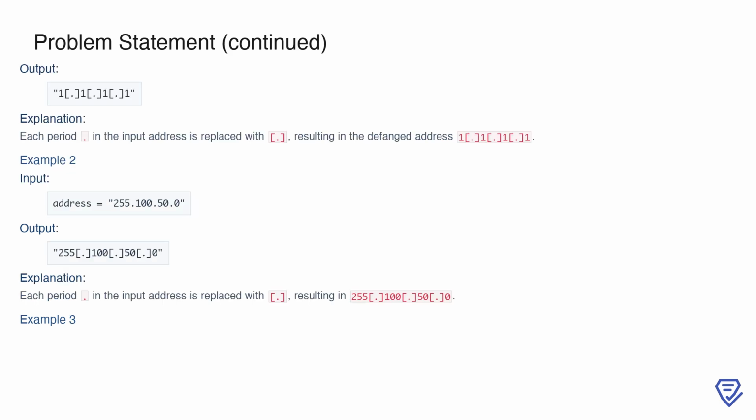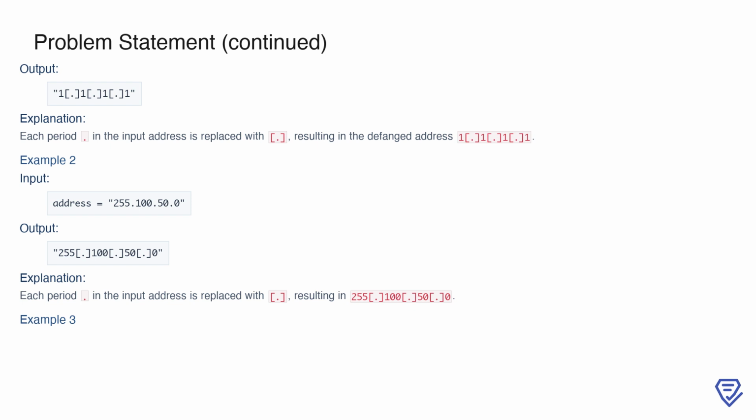The output for the input 1.1.1.1 would be 1[.]1[.]1[.]1. This is because each period in the input string has been replaced with "[.]". Another example is the input address equals 255.100.50.0, where the output would be 255[.]100[.]50[.]0. Similarly, the transformation involves replacing each period, resulting in the defanged version of the address.